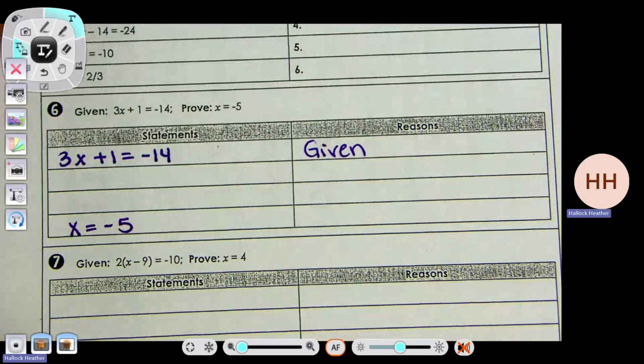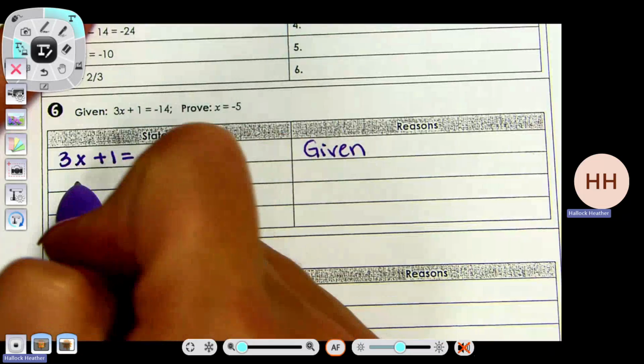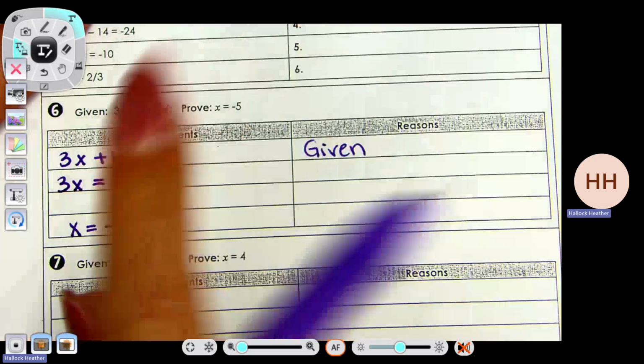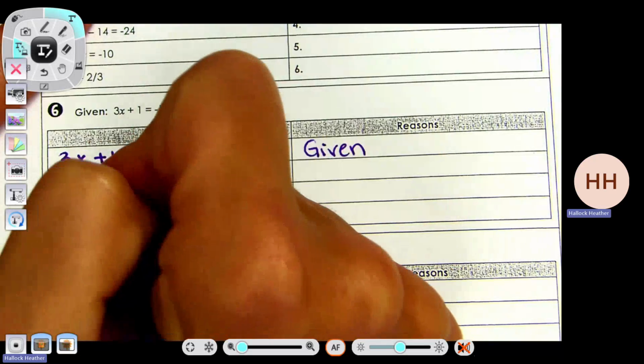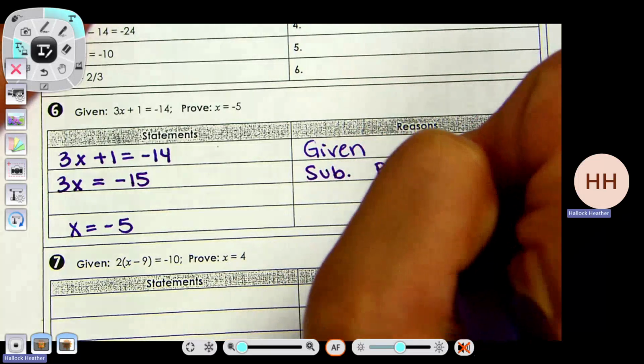So why don't you take a second? You're going to try to solve this. We're doing all of them, but I don't want to do the easy ones for you, the ones that are filled in. What would be the first step? Subtraction. If I minus 1 from both sides, what would I have on the other side? -15. So that is subtraction property of equality.